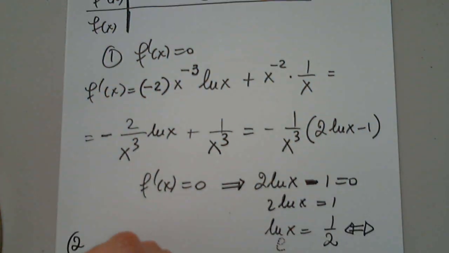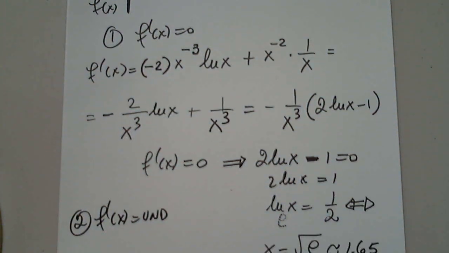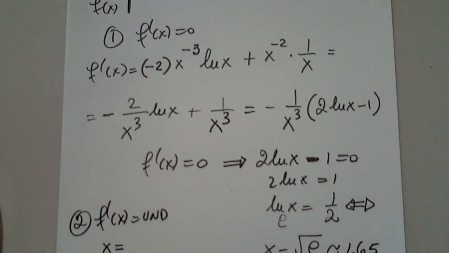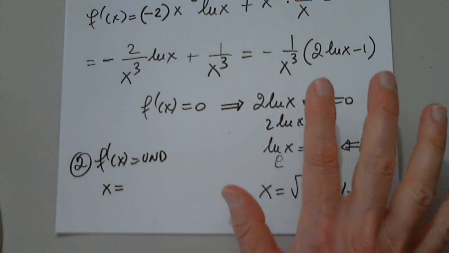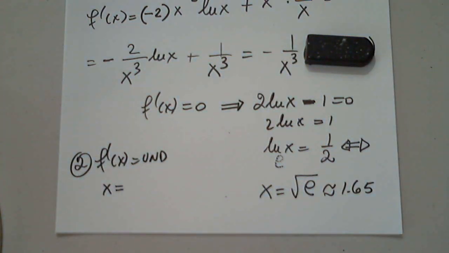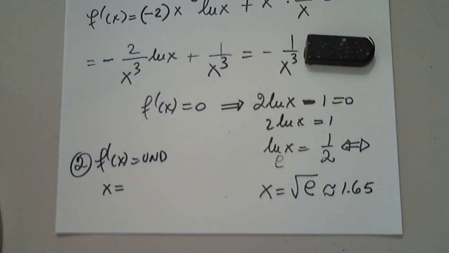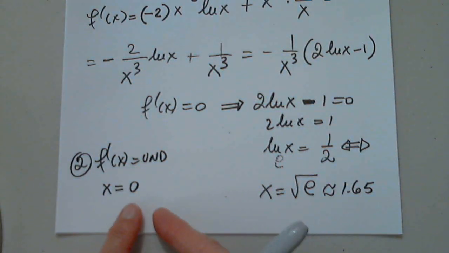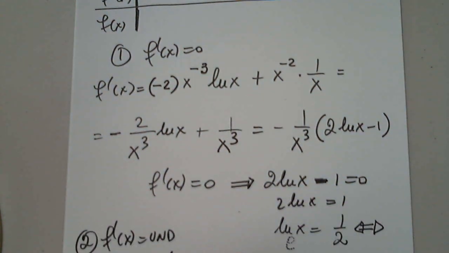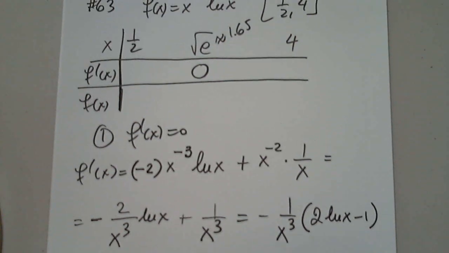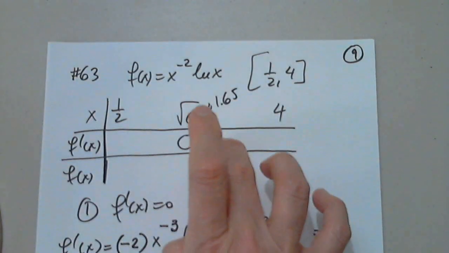Now from the second source, f prime of x being undefined, when will this fraction be undefined? When x is 0. But I don't have to worry about it because the interval starts at 1/2. So this one is not a critical number, not because it wouldn't be, it would be, but because the interval is 1/2 to 4.